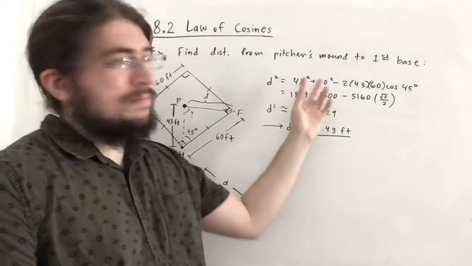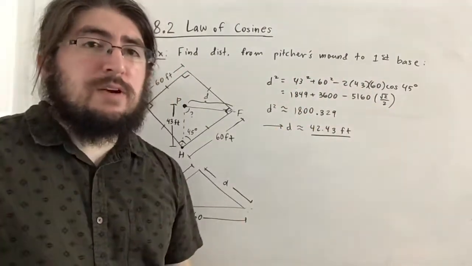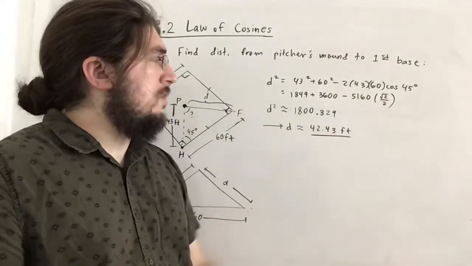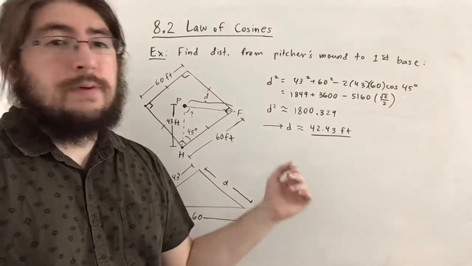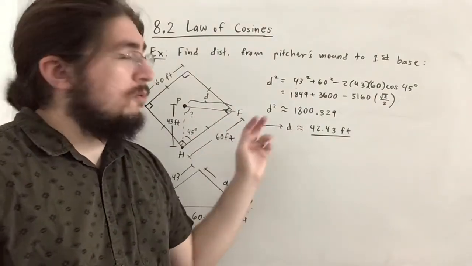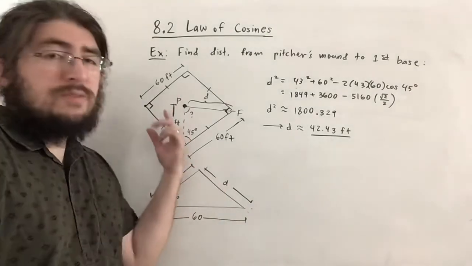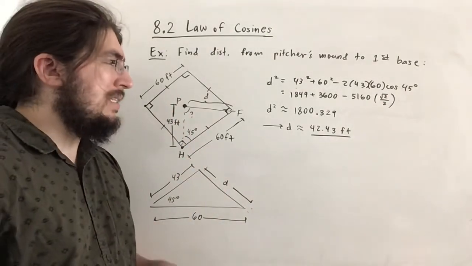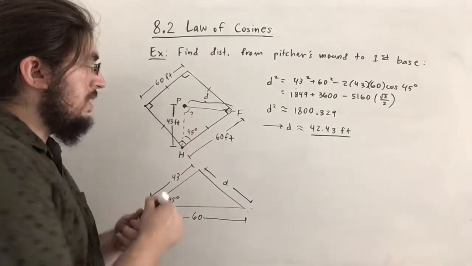Of course, I kind of showed everything here. Notice that cosine of 45 degrees is a special angle, so we know that's radical 2 over 2. And then simplifying all this, we get about 1800.329. Square rooting gives us 42.43, which is suspiciously close to 43 feet. And as it turns out, I even went a little further on my own and calculated this angle.